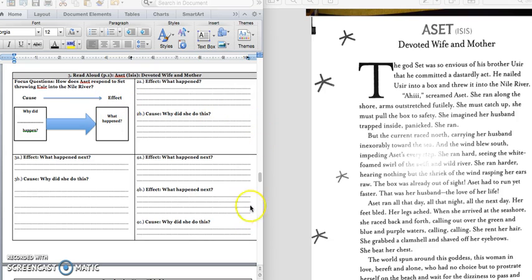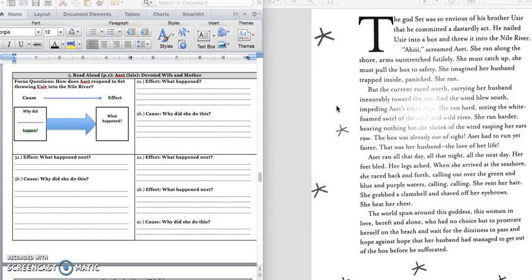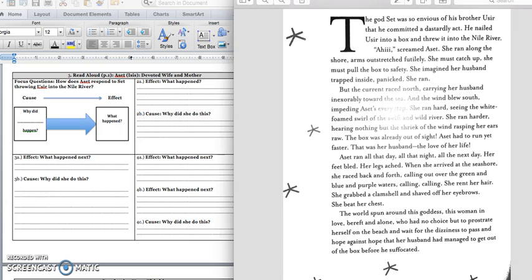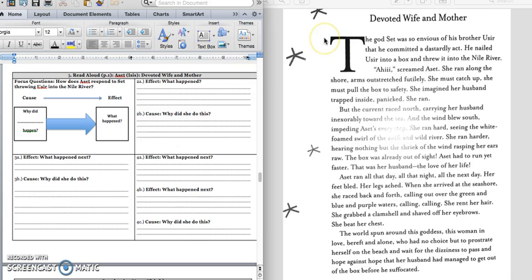All right, so we're going to start reading. We're just going to read this first page. So have your pencil ready to underline and label some things. And remember, in this first paragraph, I want you looking for the effect.